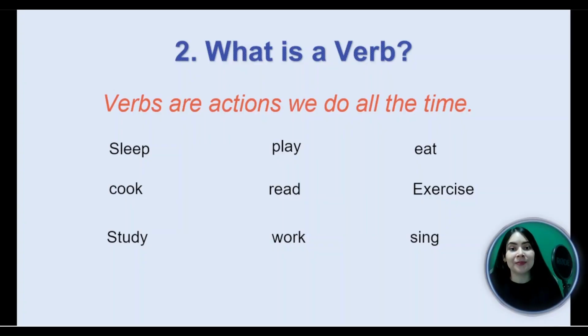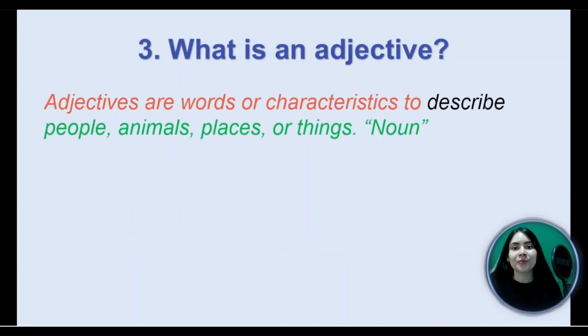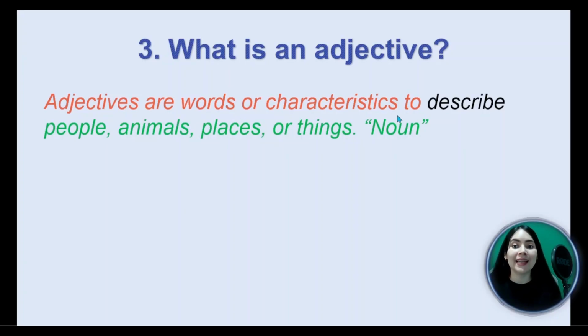And to end, the last word is adjective. Adjectives are words or characteristics we use to describe people, animals, places, or things. In conclusion, to describe a noun. For example, tall.